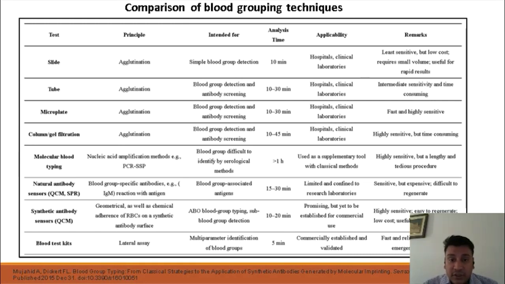Now, applicability of these techniques is everywhere in hospitals and clinical laboratories. The slide method is least sensitive but has very low cost, requires small volume, and is usually, as I have already discussed, for rapid results in emergency trauma patients or for outdoor camps. Tube has higher sensitivity, and again the cost is very low. It's a gold standard method. Microplate is very high throughput, highly sensitive. Similarly, column agglutination technology is also highly sensitive. For blood grouping, it is less time consuming, but for antibody screening and identification, it can require 45 minutes.